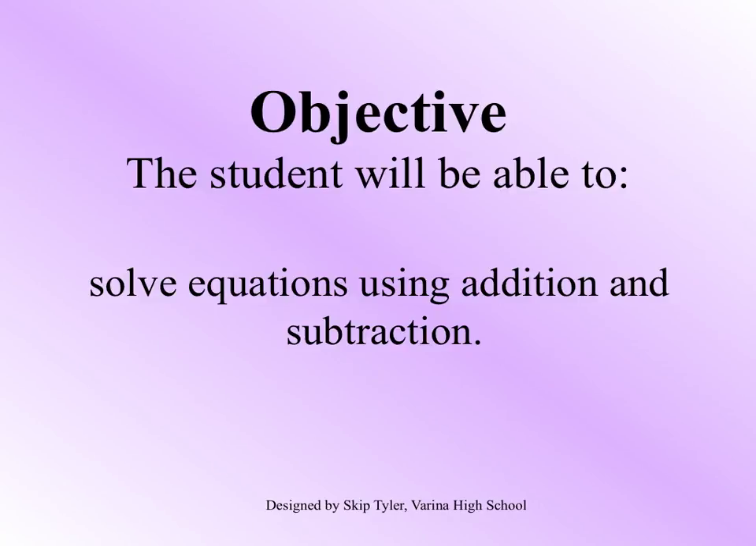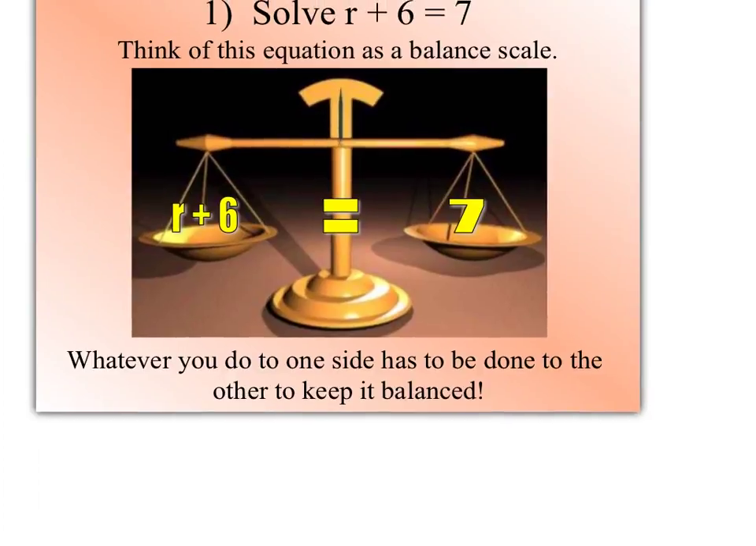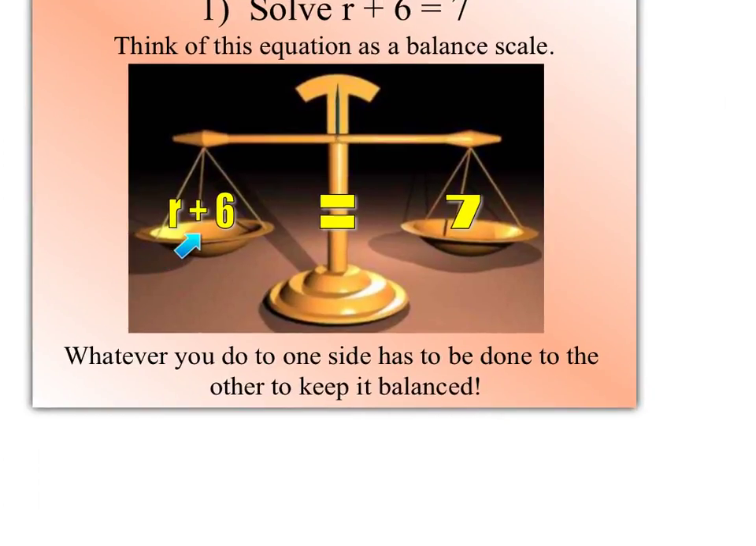Okay. Today's objective is that when you finish this lesson, you should be able to solve equations using addition and subtraction. Those are the two things that we'll be focusing on. When you think about algebra, you should think about a scale. A scale has to stay balanced in order for it to be even, right? For example, on this scale, on one side we have r plus 6, and the other side we have 7. The scale seems perfectly level, so that means it has to be in balance.